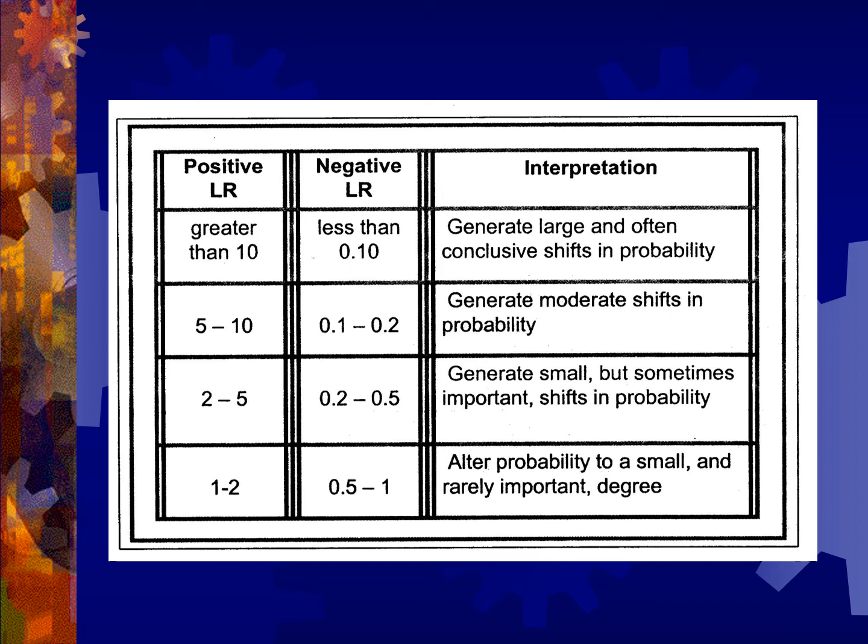Negative likelihood ratios between 0.2 and 0.5 generate small but sometimes important shifts in probability. Again, many of the tests and measures that we see in physical therapy are within that range. And if we see negative likelihood ratios as they approach 1, anything between 0.5 and 1, they alter probability to a small and really a rarely important degree. So again, take a moment, study the positive and negative likelihood ratios on this slide before moving forward to the data slide on the next page.